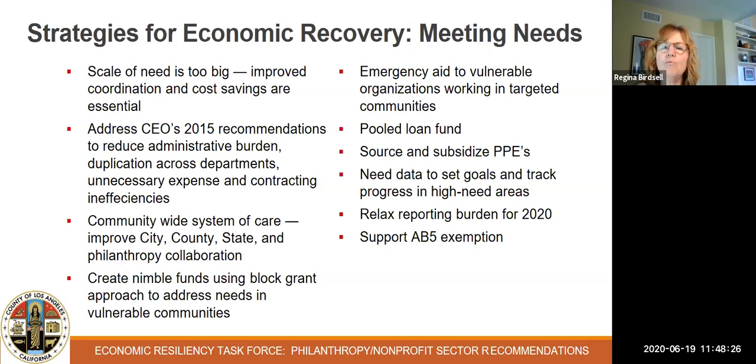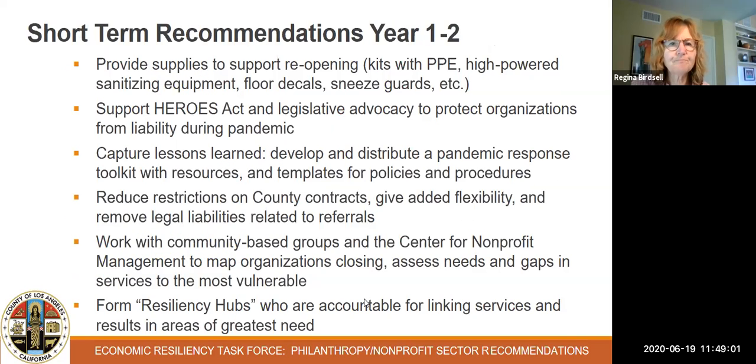Really thinking about, would there be pools of emergency aid that might be available to organizations working in those vulnerable communities. Also thinking about a pooled loan fund, a real opportunity to consider the muscle of the county to subsidize PPEs. But we felt that it was really important that we have data, that we set goals, and that we really think about how we're going to track. And then, at least for the next 2 years, potentially relax some of the reporting burden. And then to think about AB5, the exemption there.